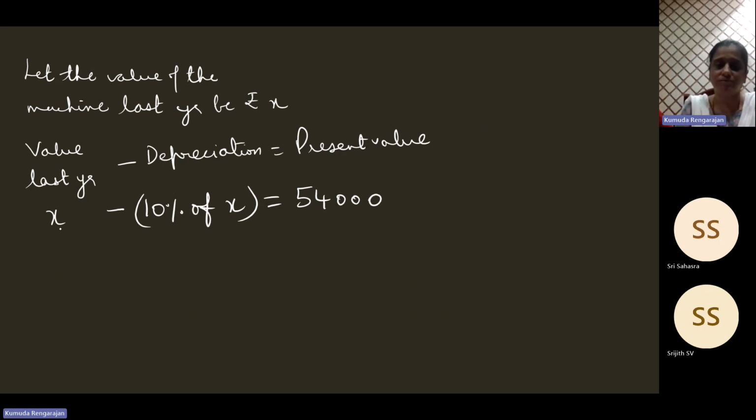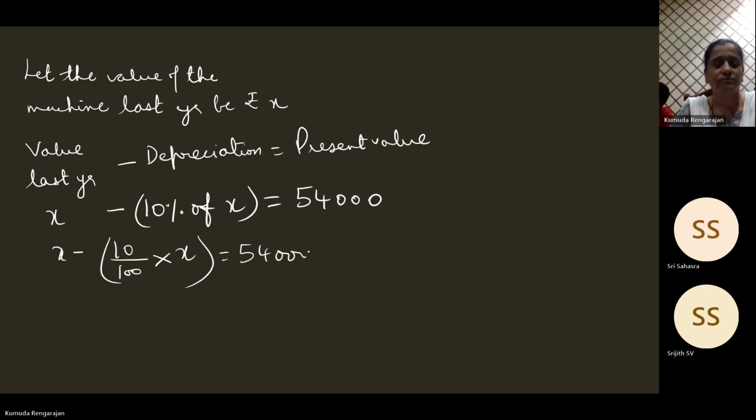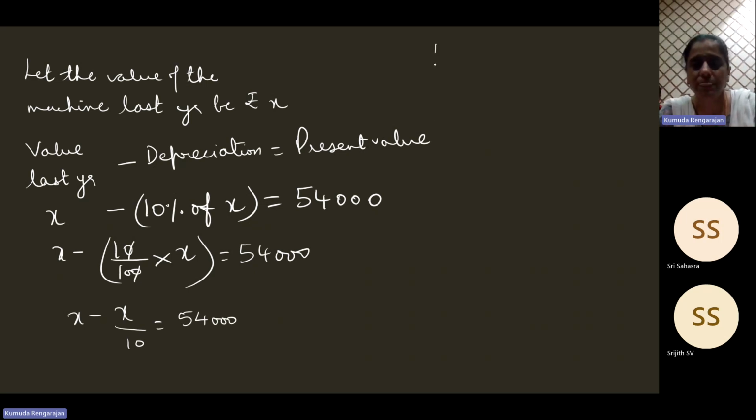Last year's value X. Depreciation means minus. Appreciation plus. Depreciation is 10% of that value, X. So this is the present value, which is 54,000. So X minus 10% means 10 by 100 of X is equal to 54,000. So X minus 1 into X by 10, X by 10 is equal to 54,000. Correct?